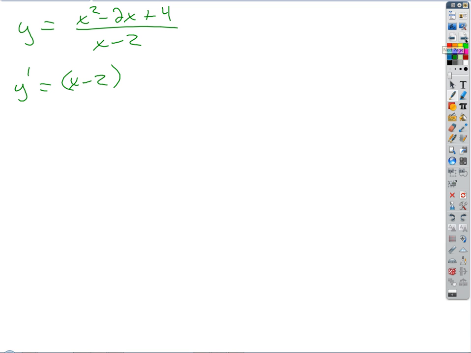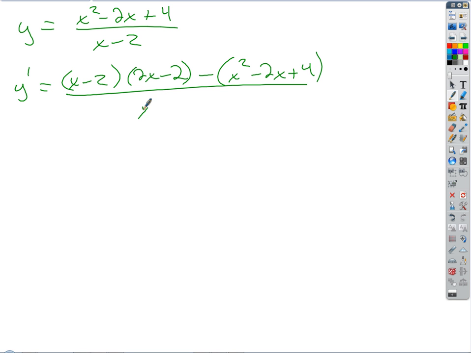So x minus 2 times the derivative of the top, which is what? 2x minus 2. Minus the top, x squared minus 2x plus 4, times just that. Just leave it times 1, divided by, no, x minus 2 squared is not x squared minus 2 squared. It's the quantity x minus 2 squared, right? That's different. Okay? So there it is.